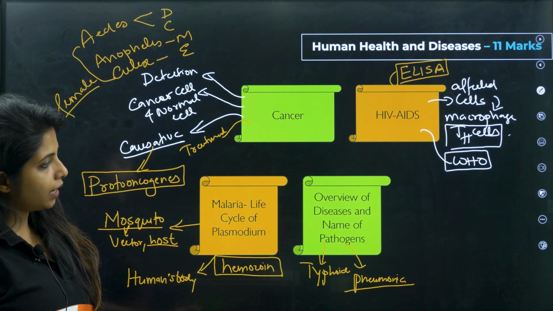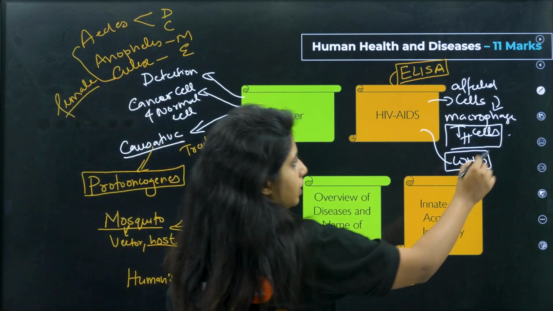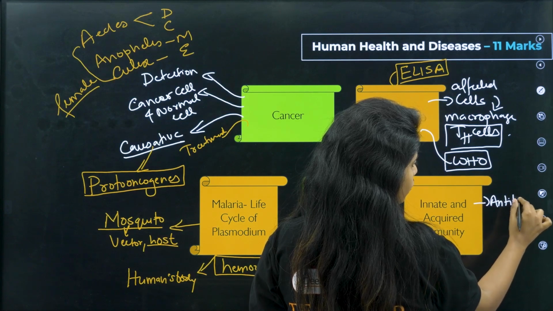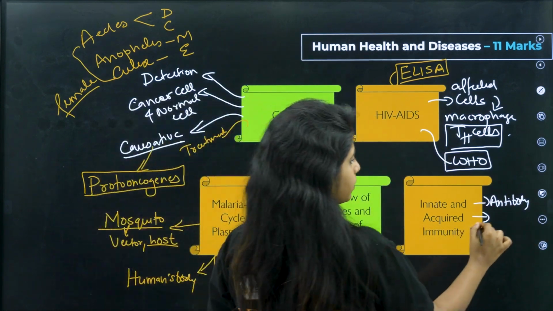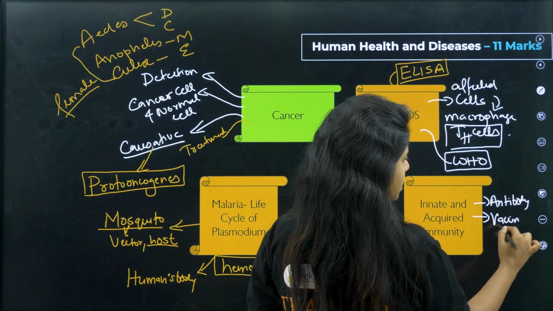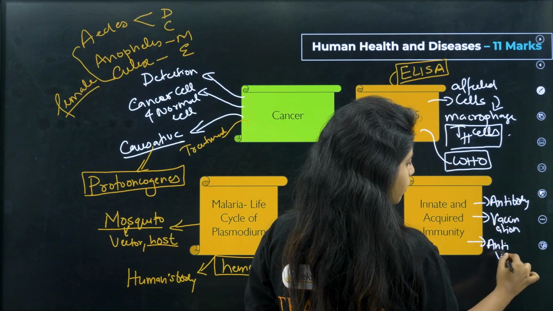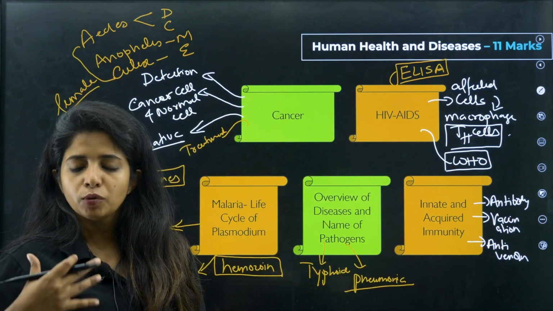Now going ahead, we have innate and acquired immunity. In all types of immunity, first thing, the antibody diagram you should be knowing, the structure of antibody. You should be knowing vaccination. You should be knowing why anti-venom is given to a person who has got a snake bite. It shows passive immunity. Okay, it's a passive immunization method.